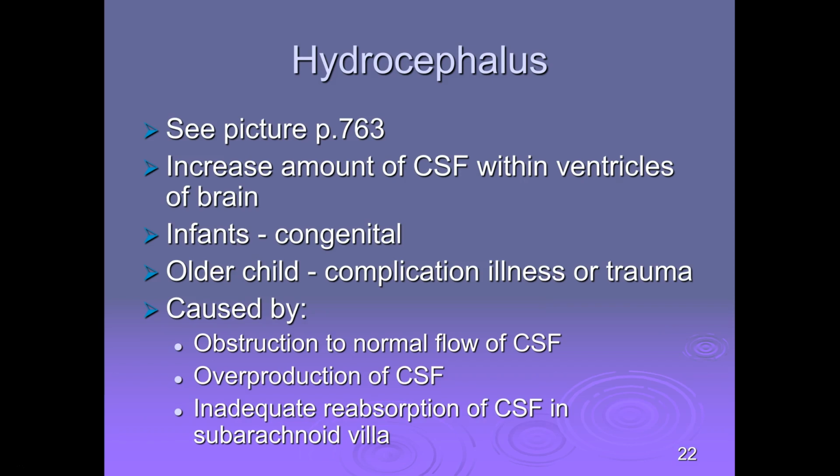All right, so moving on to hydrocephalus, there is a picture on 763 that you can look at. This is when there's an increased amount of cerebral spinal fluid within the ventricles of the brain. And so with infants, it's congenital, and in older children, it usually is caused by an illness or a trauma, such as meningitis.